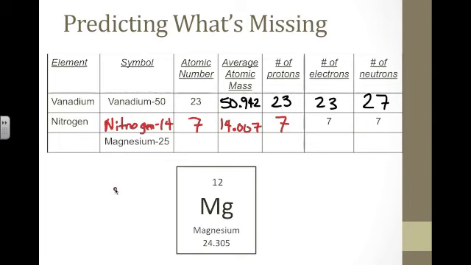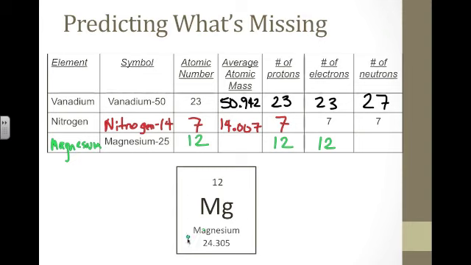So our last one is magnesium. Okay, so we know that the symbol is magnesium 25, so obviously the element is magnesium. Its atomic number we see at the top here. Its atomic number is 12, which means that it has 12 protons, and if it has 12 protons, it should have 12 electrons because they cancel out.